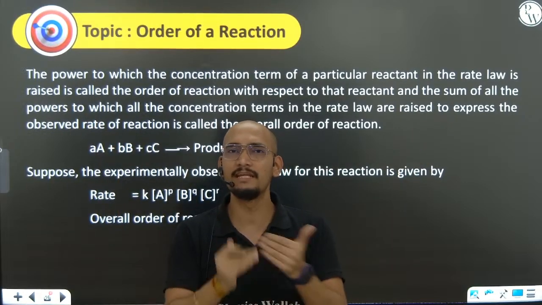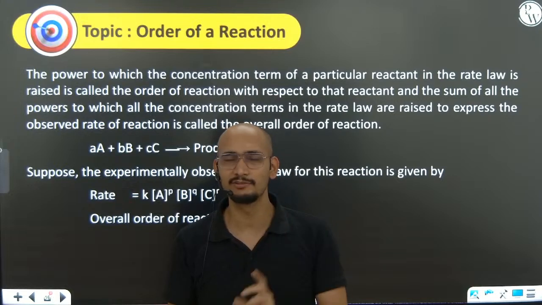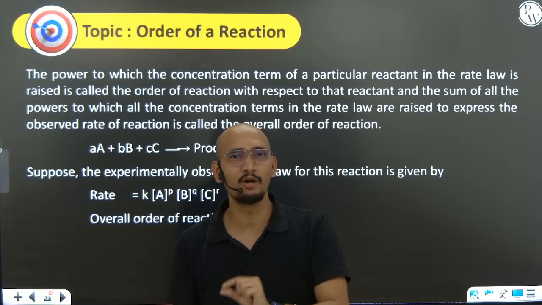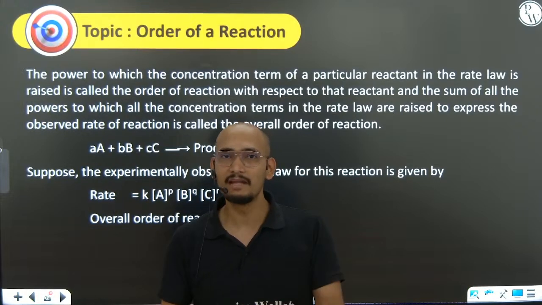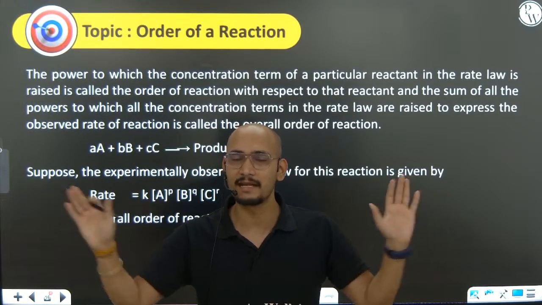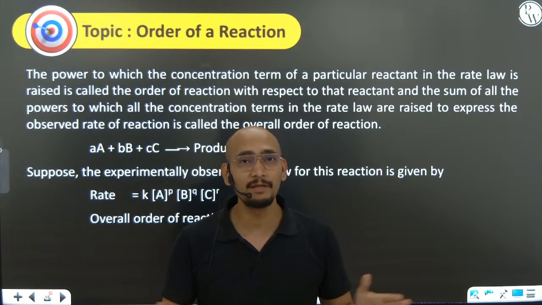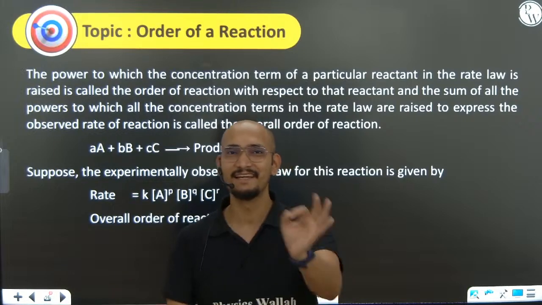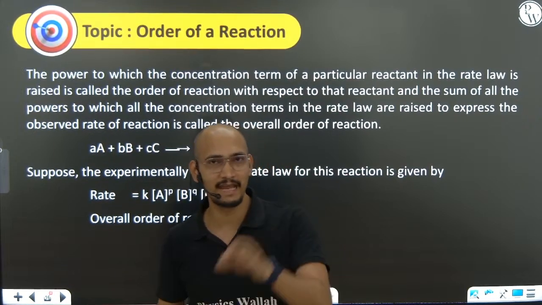Now, if you change the concentration, but the change in reaction rate is very less, we'll say that the order of reaction is smaller. This may be positive, this may be negative, that's a different thing. Now, what will happen if you change the concentration of the reactant, but the rate of reaction does not change at all? It means the rate does not depend on the concentration of that reactant. So we'll say that the order with respect to that particular reactant is 0.